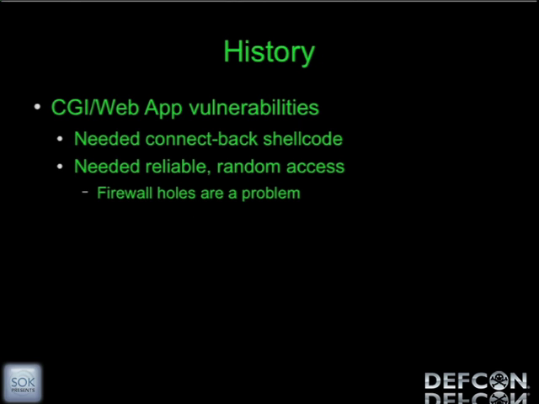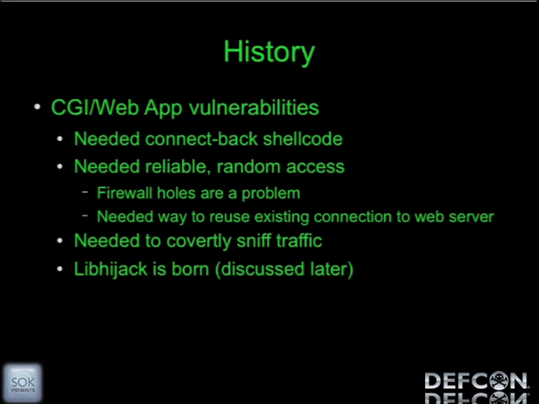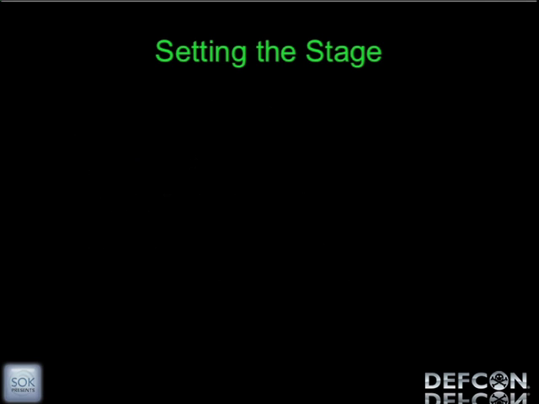Firewall holes are a bit of a problem because if I'm at a friend's place or at McDonald's, I don't control the network. I could pwn the network and gain control of it, but I really just want to take care of my end goal, my target. I needed a way to reuse existing connections to the web server. I also needed a way to covertly sniff traffic. There was a time when the traffic was wrapped in SSL for HTTPS, and I needed to grab the decrypted SSL traffic. So I created a project called Libhijack, and we're going to discuss that a little bit more. We're going to release a new version at DEFCON today, if the network permits.